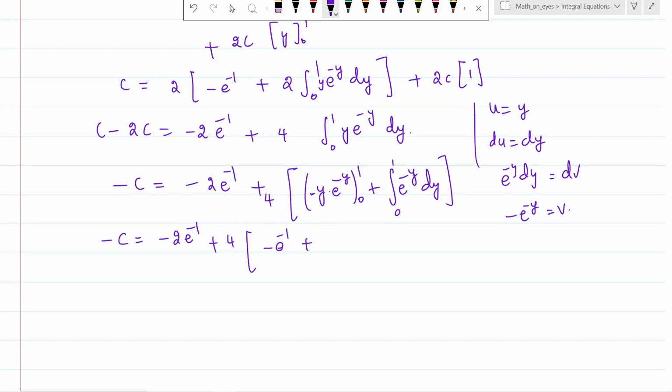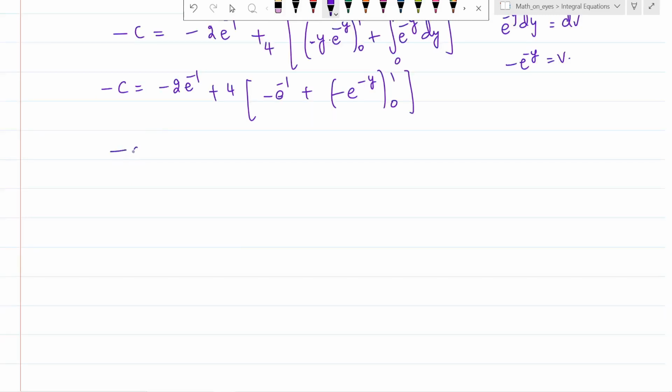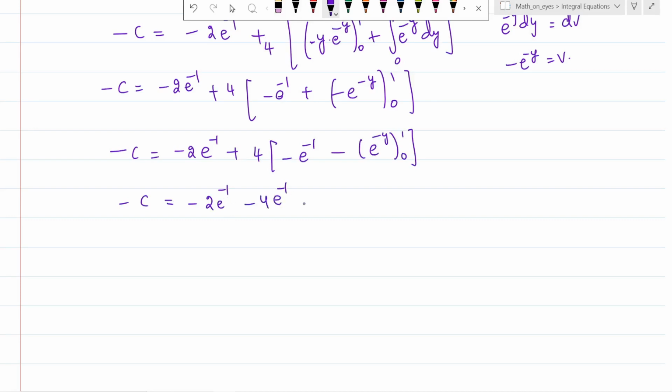Integral of 0 to 1 e to the power minus y will be minus e power minus y, with the lower limit and upper limit. So minus c is equal to minus 2 e to the power minus 1 plus 4 times minus e power minus 1, and then minus e to the power minus y from 0 to 1. So minus c is equal to minus 2 e power minus 1 minus 4 e power minus 1, then minus 4 e power minus 1 minus e power 0.